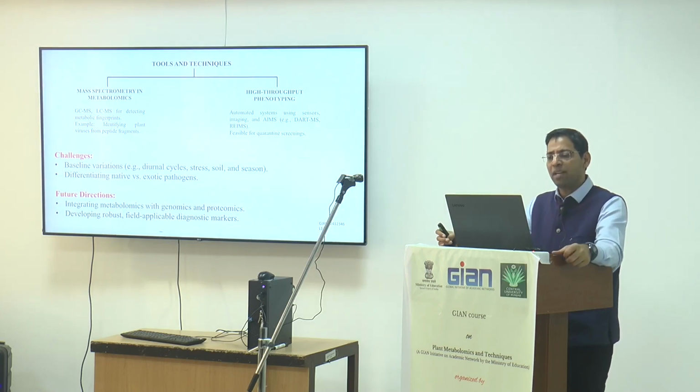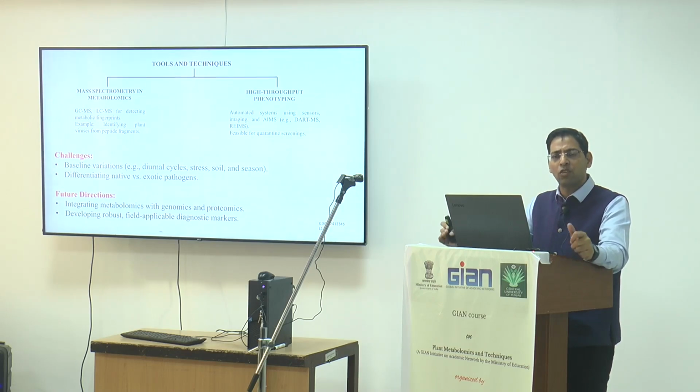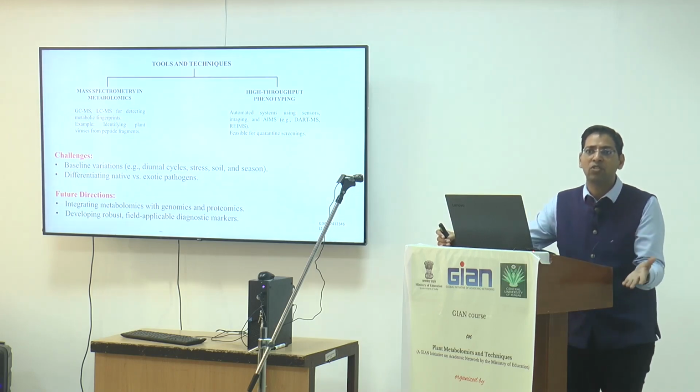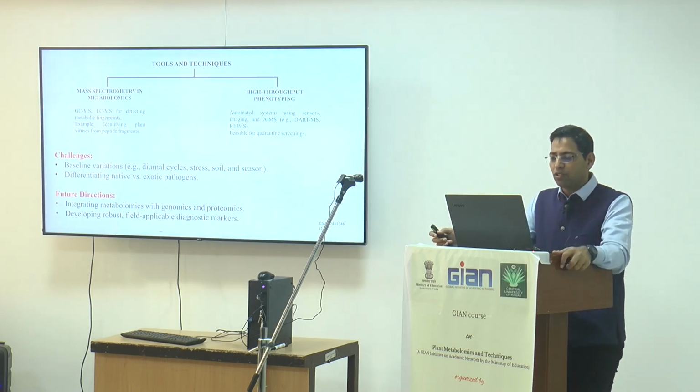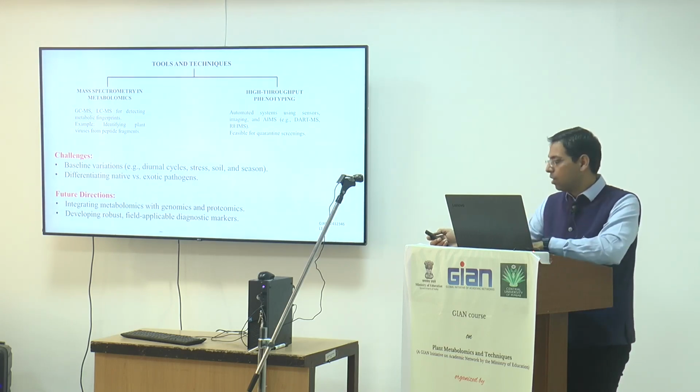So the challenges are the baseline variations, diurnal cycle, stress, soil and the seasons, because every season has a different type of infections. Soils also impact the degree of the infection, then stresses, then diurnal cycle, day and night. Differential native and exotic pathogens, you can also differentiate what is the indigenous pathogen and what is coming from the outside. So the future direction of this type of work is integrating metabolomics with genomics and proteomics, and developing robust, field applicable diagnostic markers.